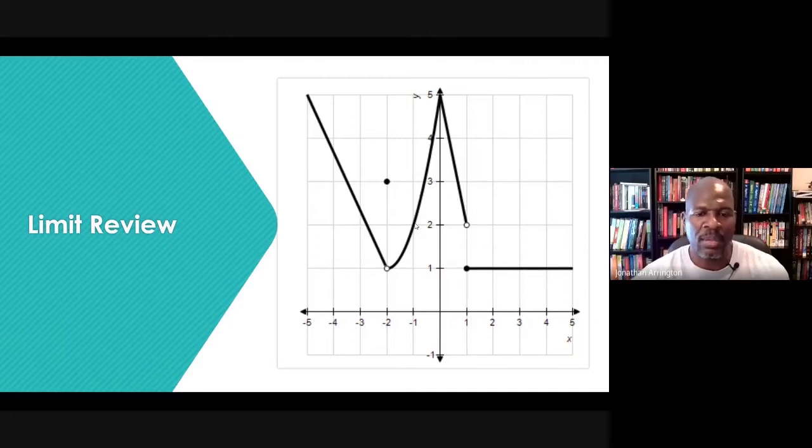So the last one I want to look at is the limit as x goes to +1. And that's this guy here. And so again, if I look at the left and the right, from the left, it's going to 2. From the right, it's going to 1. So it's going to 2 different numbers from the left and the right. So we say the limit does not exist.